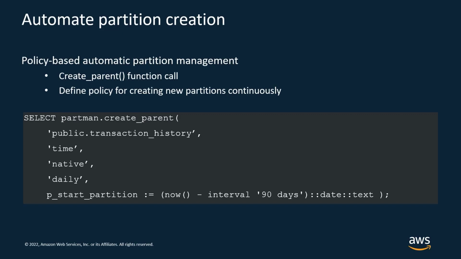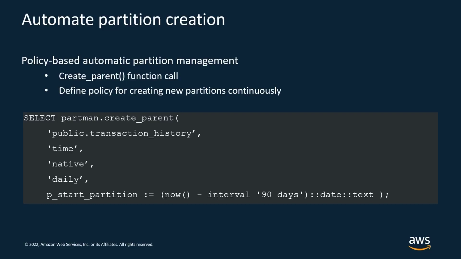Here we are calling the partman create_parent function. We're telling partman to create a transaction history partition table in the public schema, using the time column as the partition key. We are specifying the partition type as Postgres native partitioning. The time interval is daily. And we are also asking pg_partman to create the first partition starting 90 days ago.